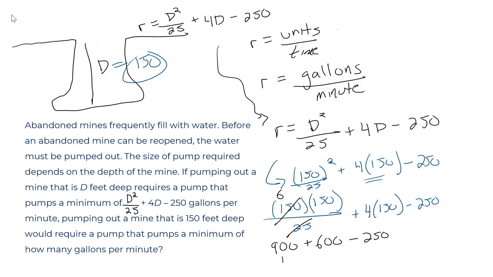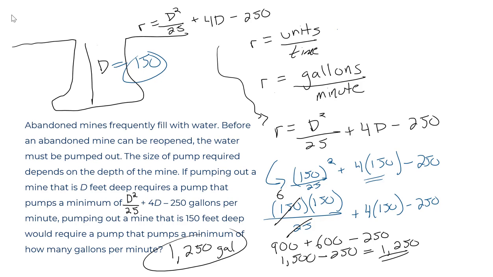So we have 900 plus 600, which is 1,500, minus 250 equals 1,250. That is our answer. If you can't see that, I'm going to write it over here on the left, a little bit bigger: 1,250 gallons.